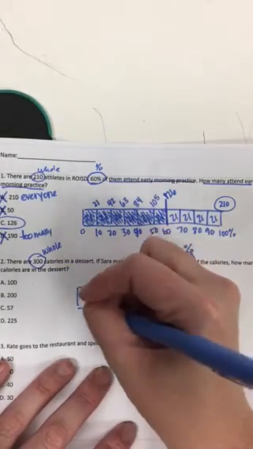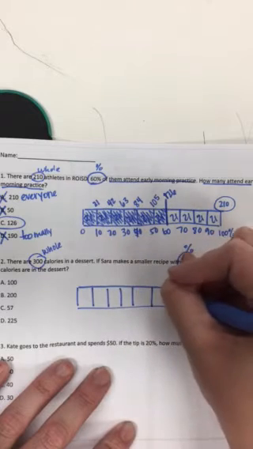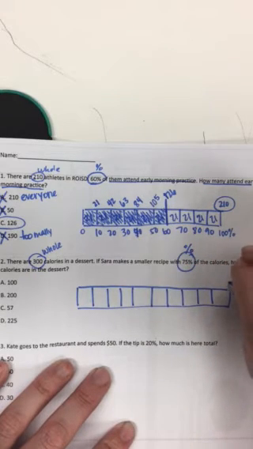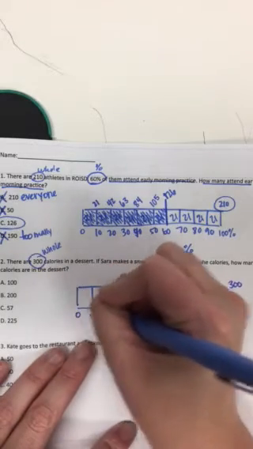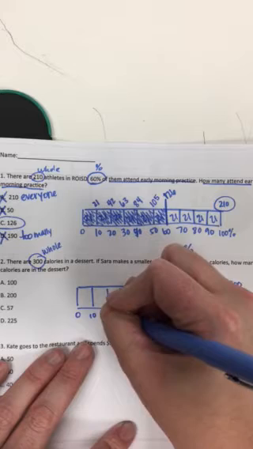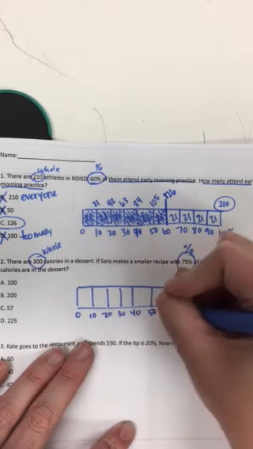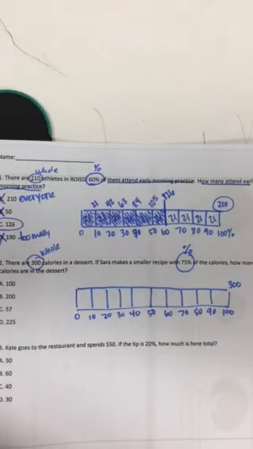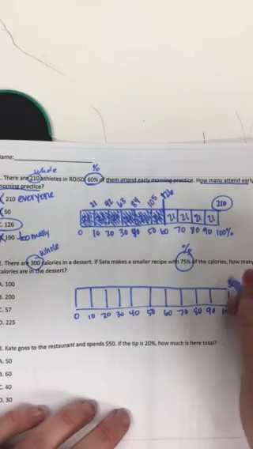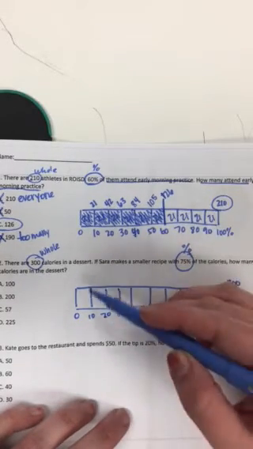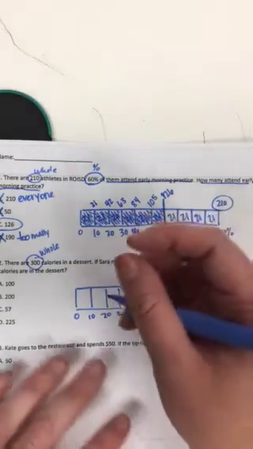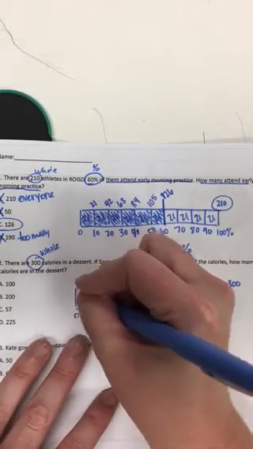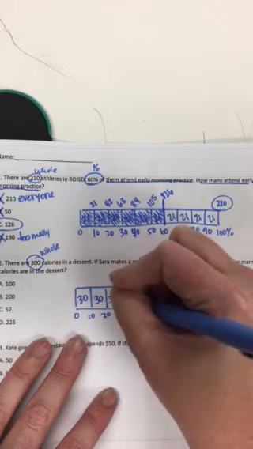So just like before, we're going to start off with our percent bar. Split up into 10 equal pieces. Our whole is 300. Our percent is 100. Go ahead and fill all that in. Now we have to figure out what each box is going to represent. If I have 300 whole calories, each box would get 30 because 300 divided by 10 is 30.